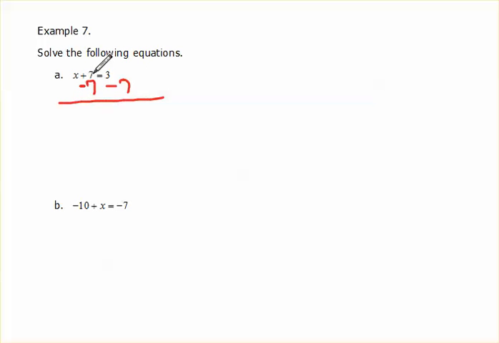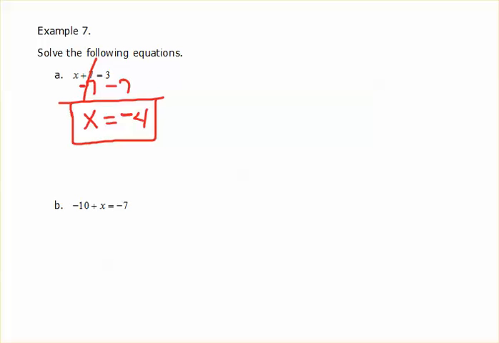So now positive 7 and negative 7, those cancel each other out, and you're left with x equals, here we have a positive 3 and a negative 7. So the signs are opposite, which tells us to subtract and keep the sign of the larger number. So x would have to equal 4.